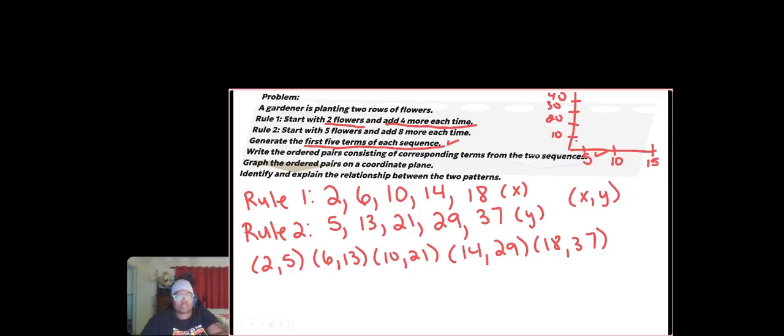Our first one is 2, 5. So 2 would be about right here and 5 would be in the mid part right here. The next one is 6, 13. So 6 would be right past 5 and a little over the 10. Okay, next we have 10, 21. So we can do 10 and then go just above 20.